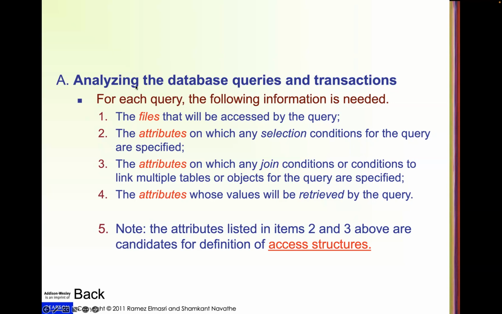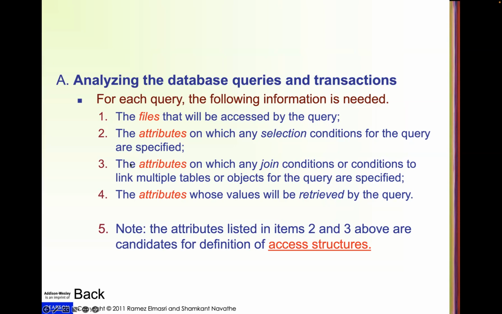So the database needs to analyze the tables that are being joined with respect to the query and its attributes, the values that are going to be returned by the query, the attributes on which the select condition is returned, and the file that is being accessed by the query. For each query, this information is needed.